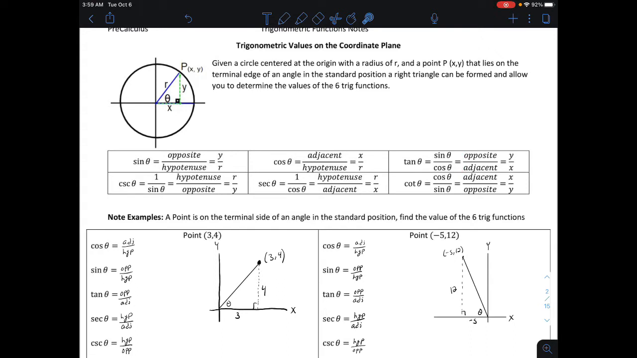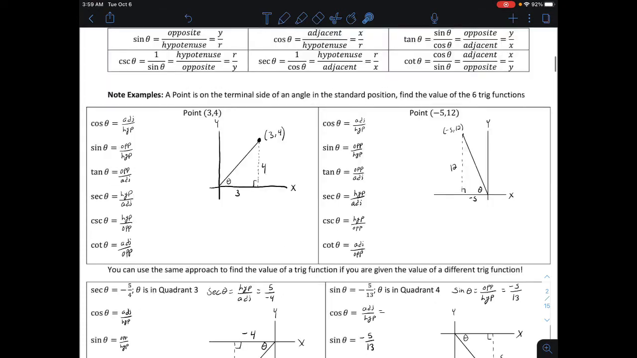And you have your three reciprocal trig functions. Cosecant is the reciprocal of sine, secant's the reciprocal of cosine, and cotangent is the reciprocal of tangent. So let's look here at this first problem. We have a point that lies on the terminal side of an angle that lies in the standard position. Find the value of the six trig functions.